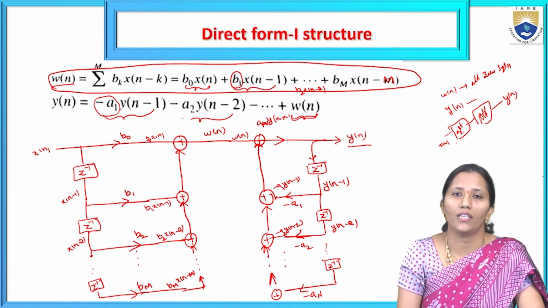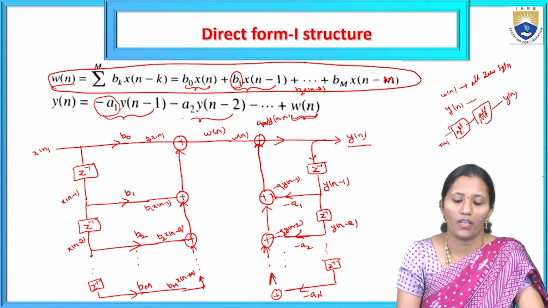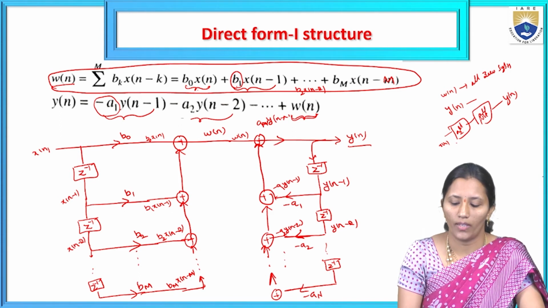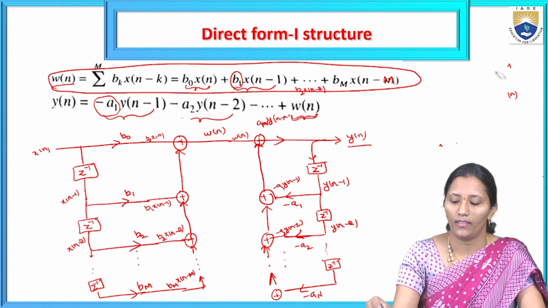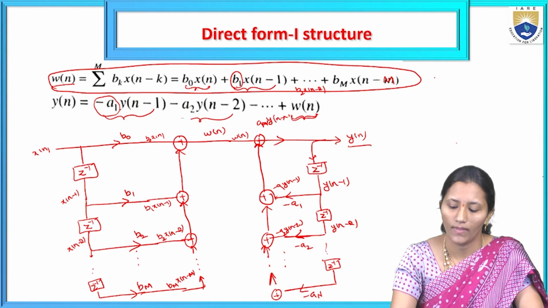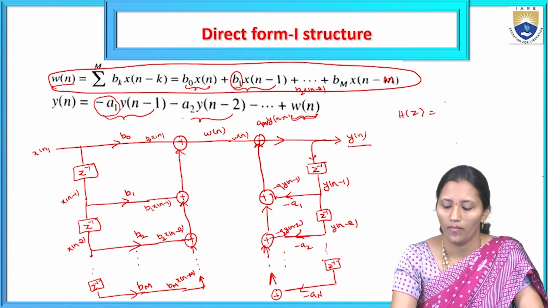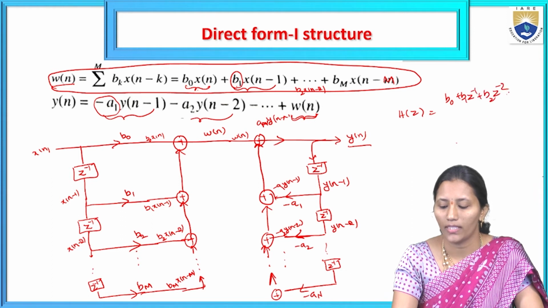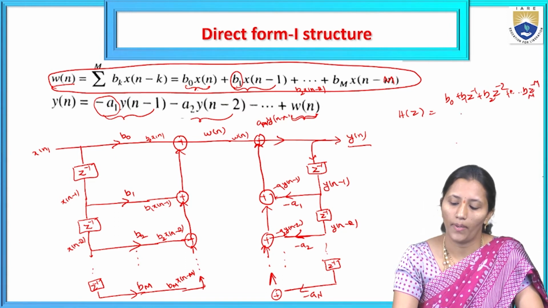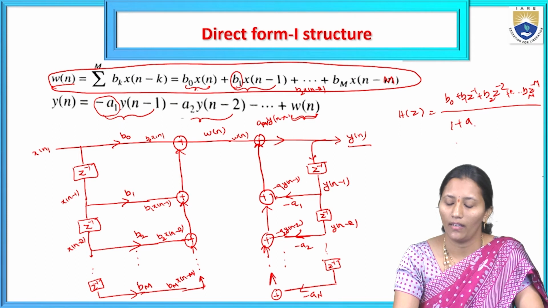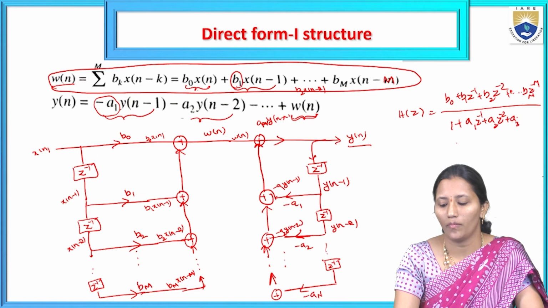So this is the basic difference equation representation in terms of the direct form 1 structure. If we consider the transfer function of this IIR filter, H of z will be written as b0 plus b1 z power minus 1 plus b2 z power minus 2 up to bm z power minus m, divided by 1 plus a1 z power minus 1 plus a2 z power minus 2 plus a3 z power minus 3 up to an z power minus n.